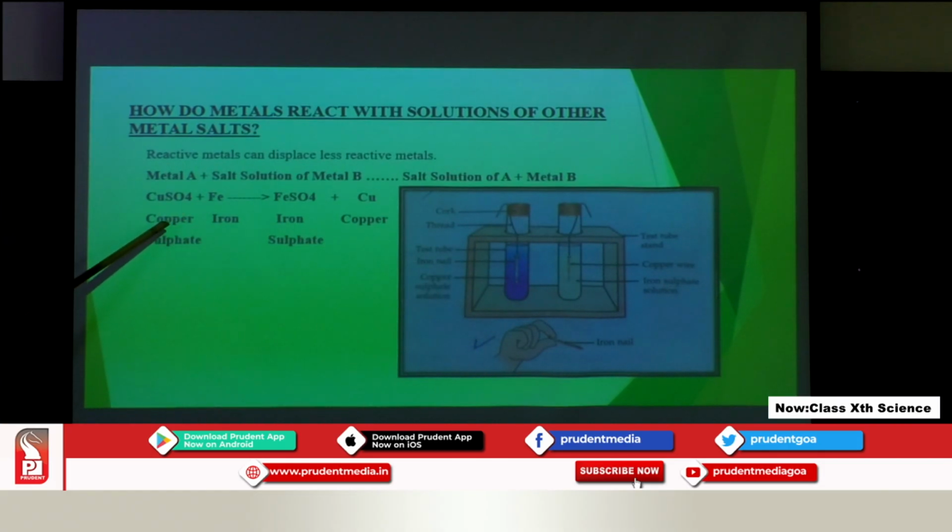We can write the reaction as copper sulphate, CuSO4, and Fe is iron. So, Fe will go and sit in the place of copper. We will get iron sulphate, plus copper will be given out as a metal. Okay. So, this is the displacement reaction.